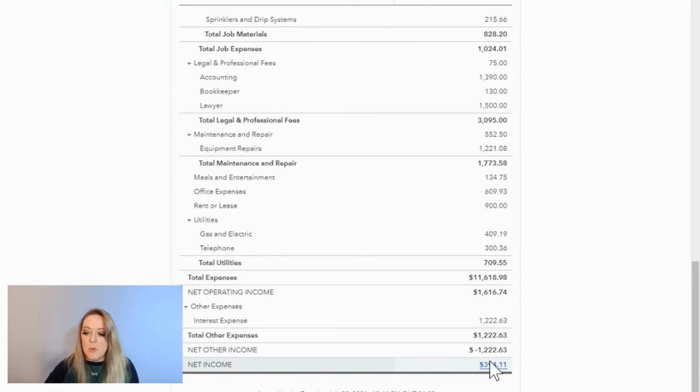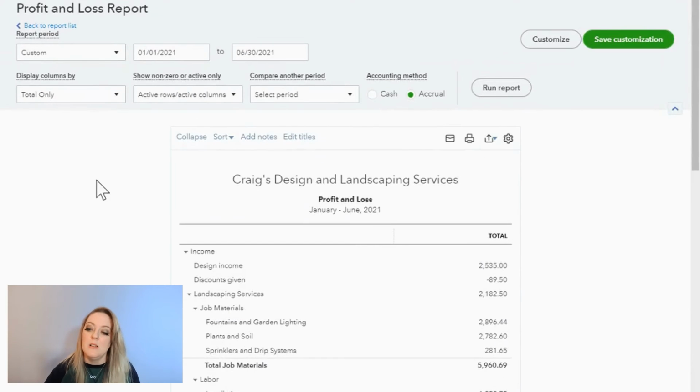Now, if we were running this report on a cash basis, that net income would most likely be what your taxable income is for the period. And because we're running it on an accrual basis, there may be some differences between what is taxable and what's not. That is your overview of reading the P&L. You can see the basic layout.